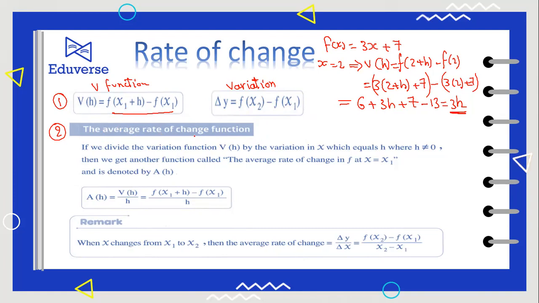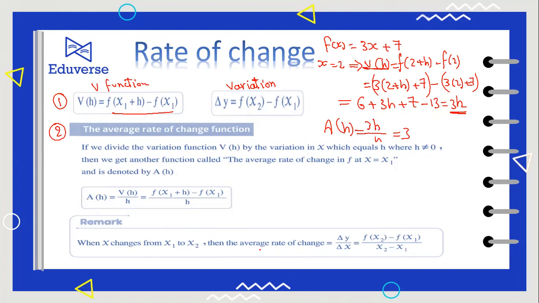Step number 2, average rate of change. Average rate of change, I can denote it by AH. How can I find it? After finding the variation function, divide it by h. In the previous example, VH equals 3h, then the average rate of change will be 3h over h, which is 3. Okay, so the average rate of change is the division of the variation function over h.